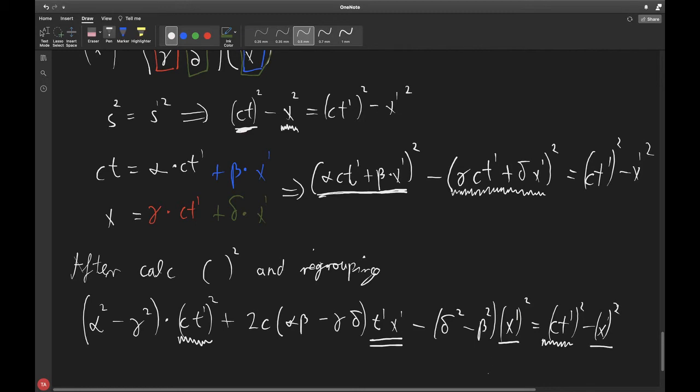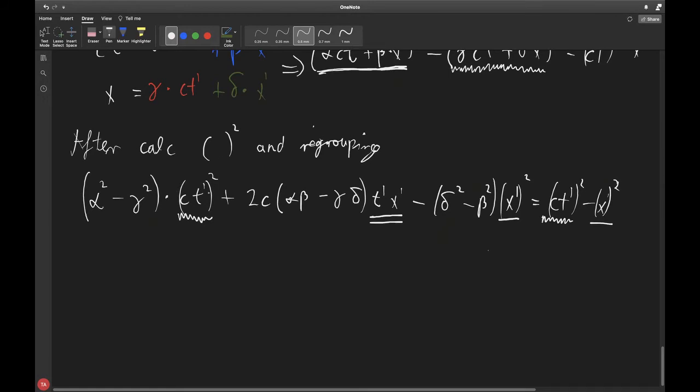So this will impose constraints on these alpha, beta, gamma, delta numbers. So we have the condition that alpha squared minus gamma squared, this thing, is the same as the coefficient here, that is 1. And then we also have this thing that alpha beta minus gamma delta is the same as what's in front of t prime x prime on the right hand side, that is 0. And then we also have the condition that delta squared minus beta squared is, so it's a minus of that, and then I have a minus here too, so that's just going to be plus 1 in the end.